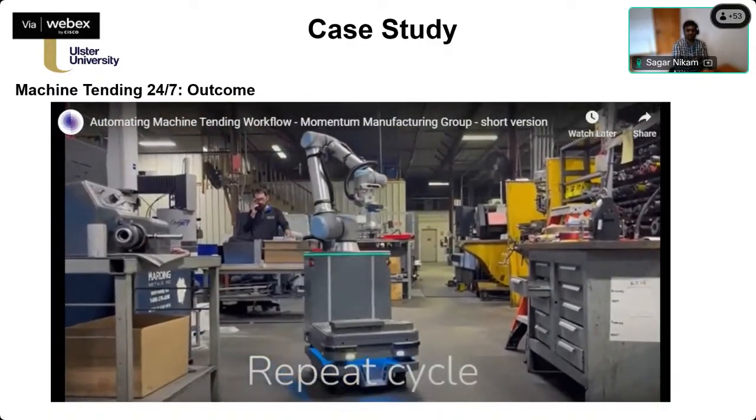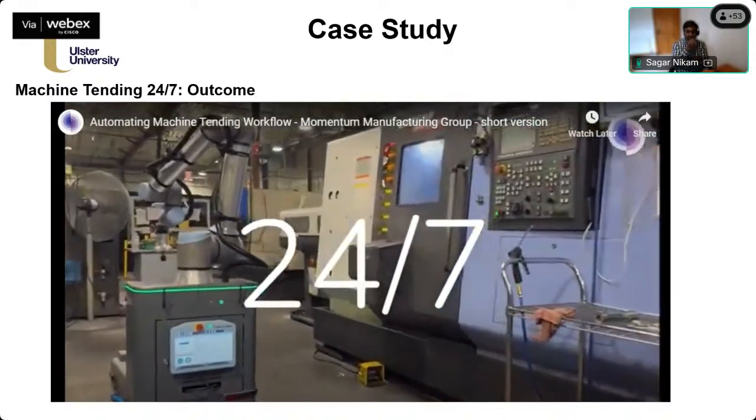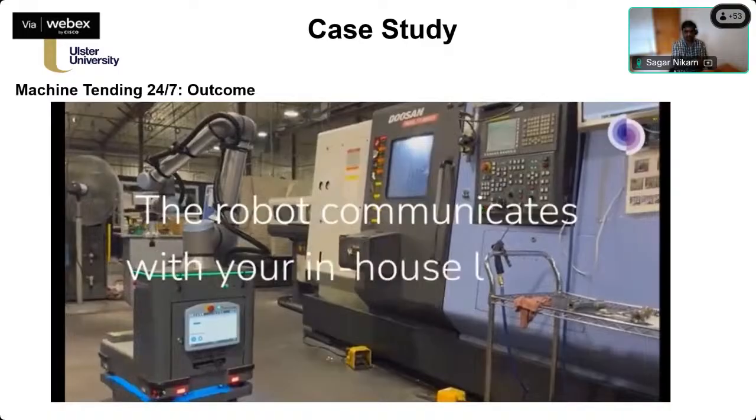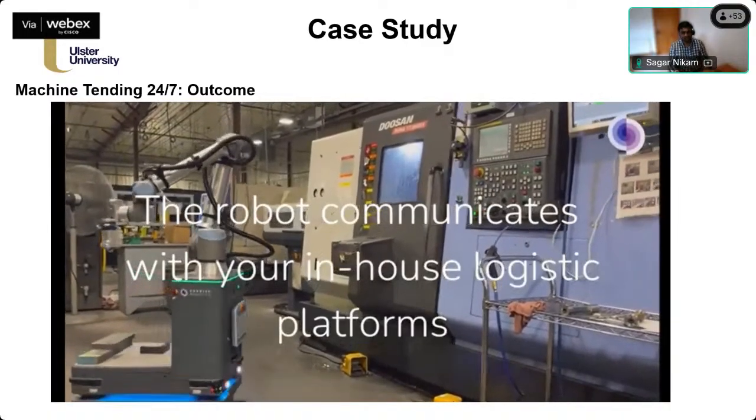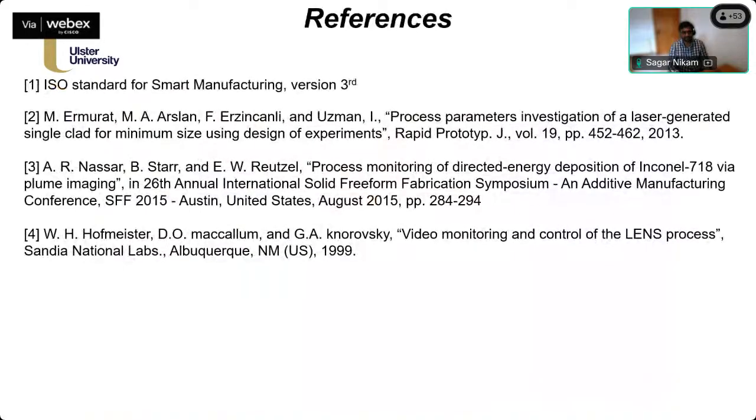So this is one of the case studies where you can see that this type of robot is helping small scale industries adopt smart manufacturing technologies.